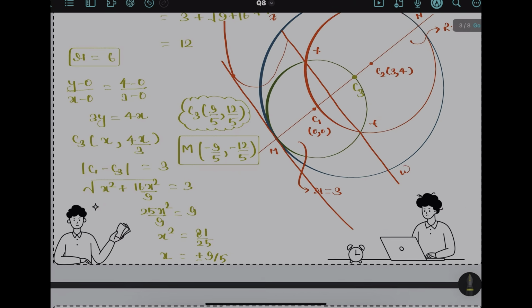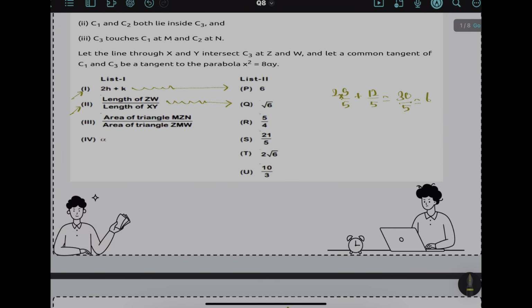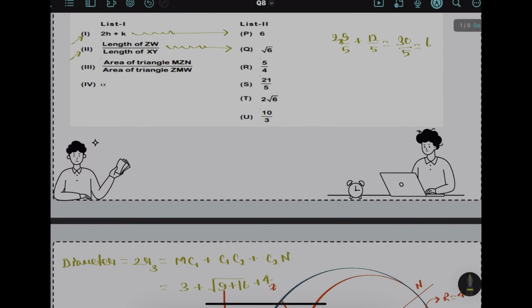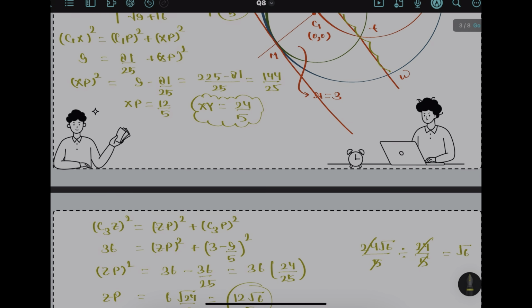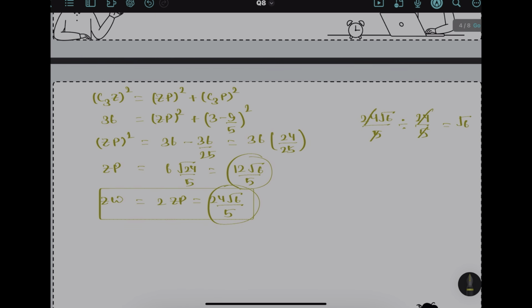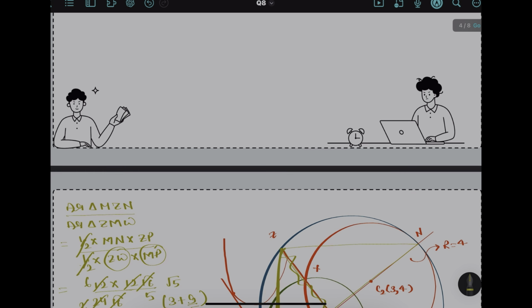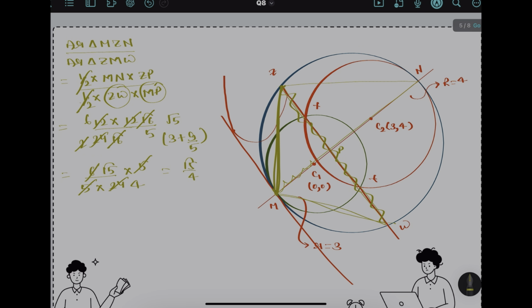So we got root 5 by 4. Let's check. The option is 5 by 4, so we must have made some mistake somewhere. We have to find out that one. It wasn't root, it was 5 only. Correct? It was 24 root 6 by 5, so by mistake I put a root over there. So it is 5 by 4. I hope it is clear.